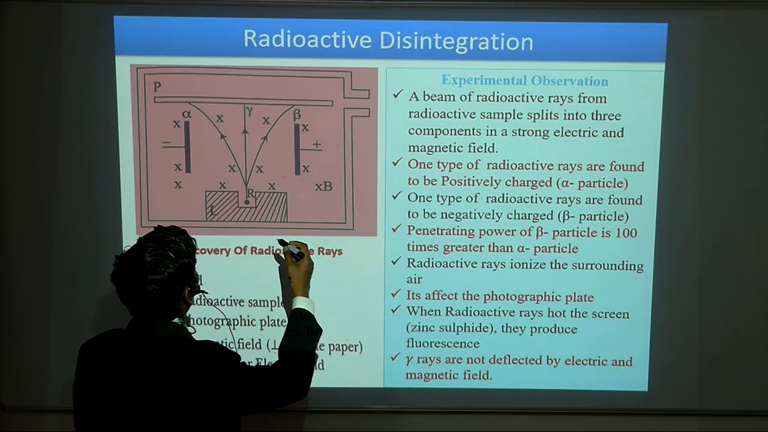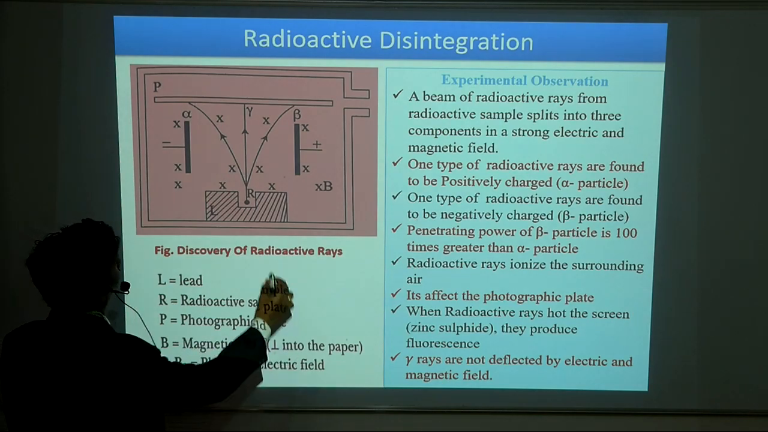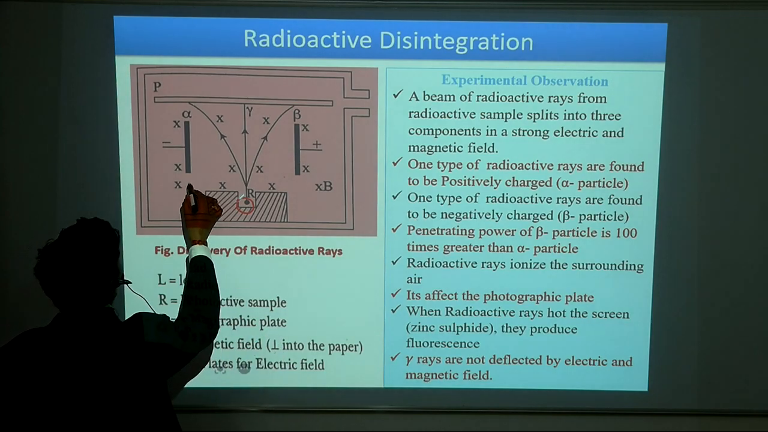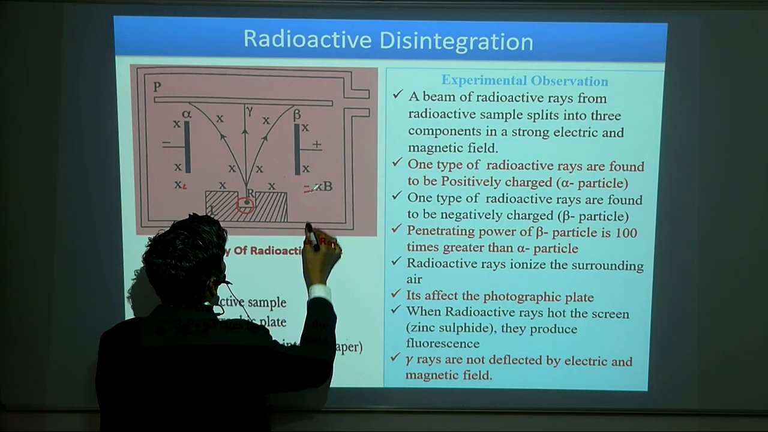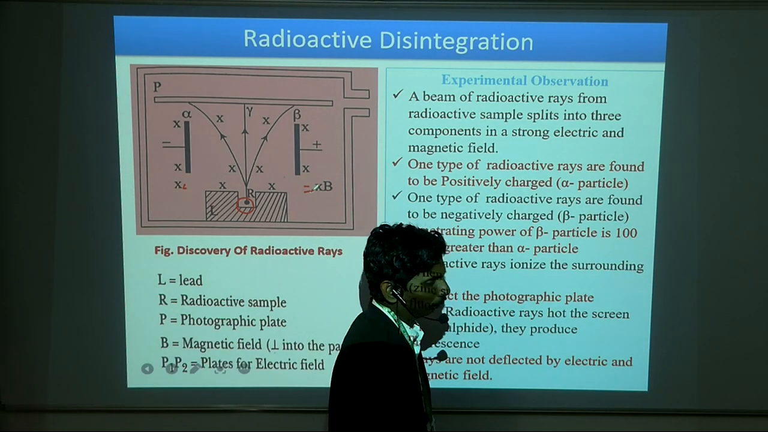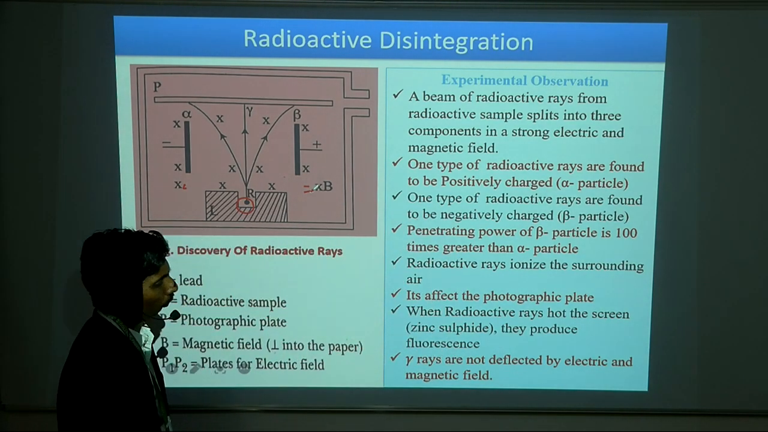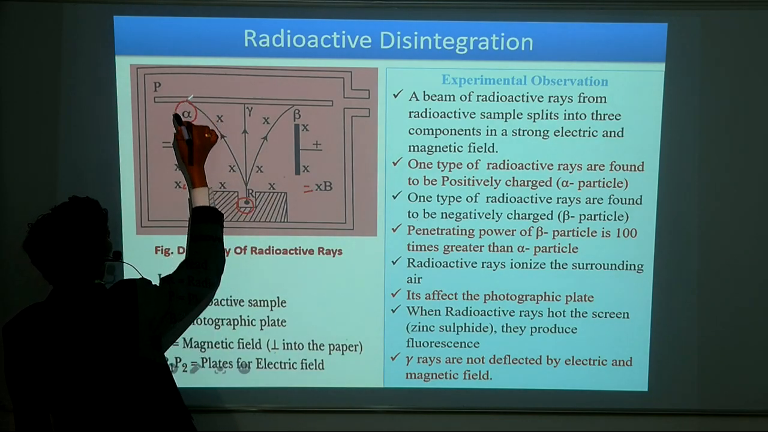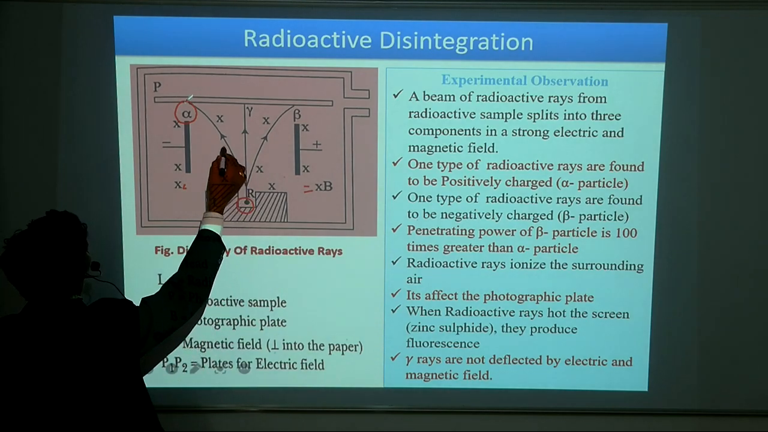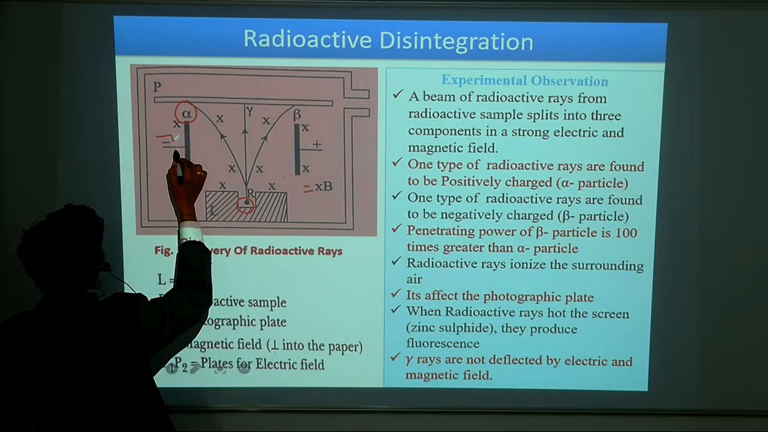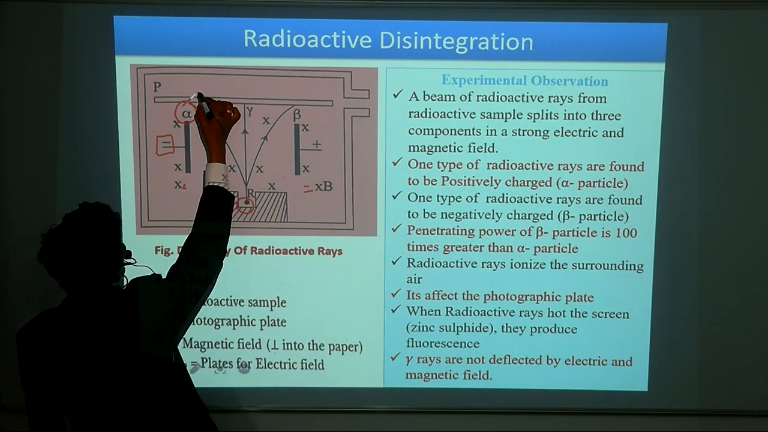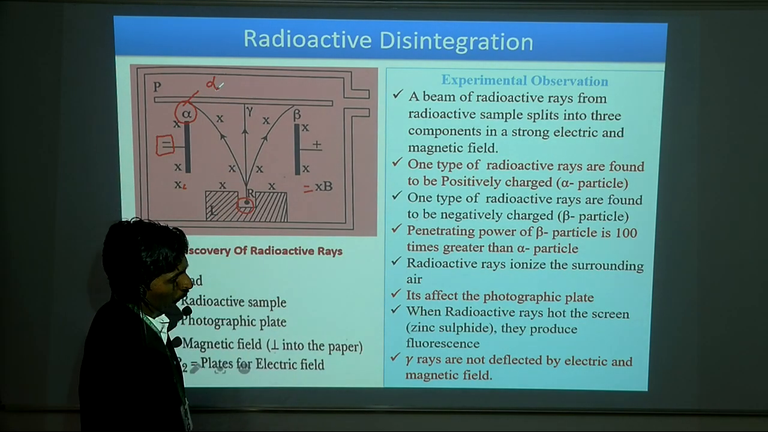This is one of the famous experiments. When the radioactive element is kept in a lead box and we apply an electric field and magnetic field, we find that three different types of radiation are emitted from the radioactive material. First is the alpha, which is easily diverted towards the negative plate. Therefore, we consider the alpha particle to be positively charged.